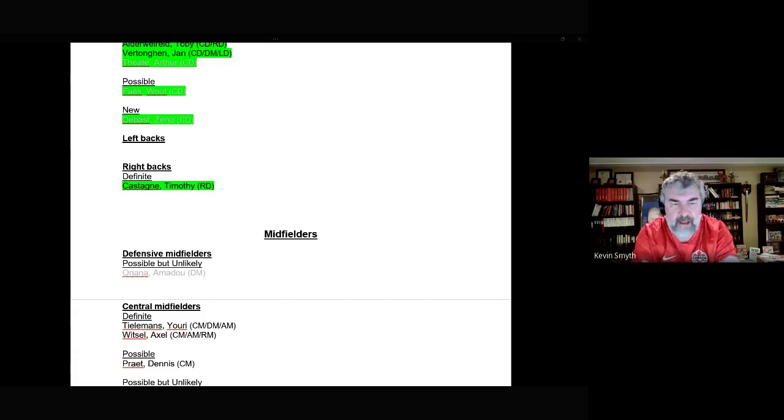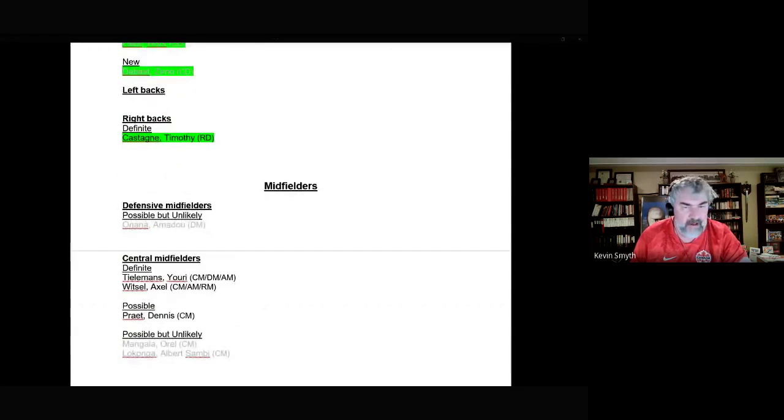He did show up in the recent games too. I think he played 2 games, one on the right side and one on the left side. All right, so right backs, Timothy Castagna going to the World Cup.